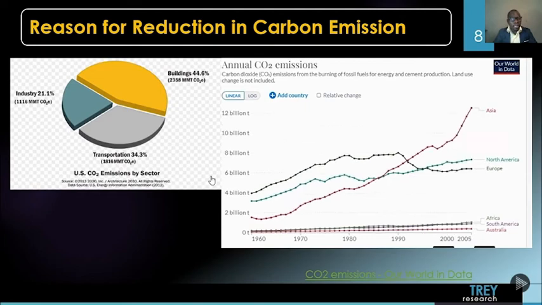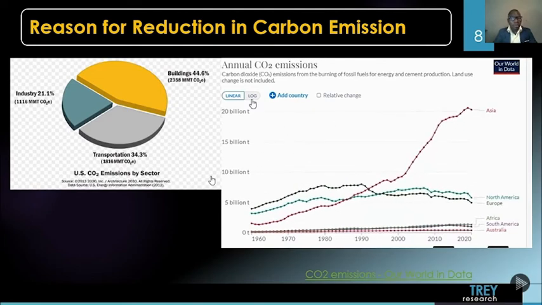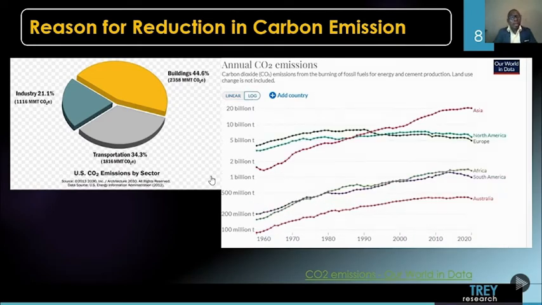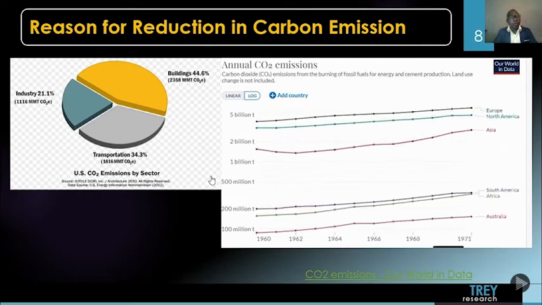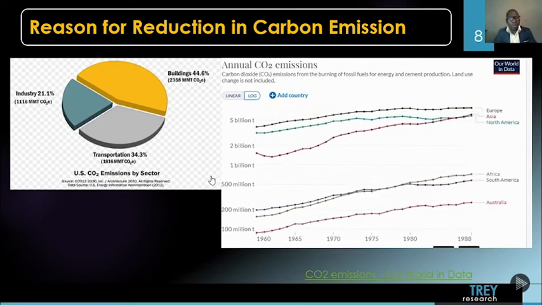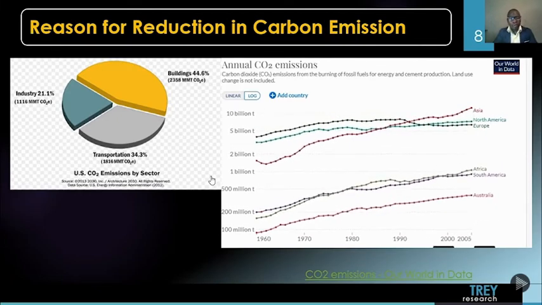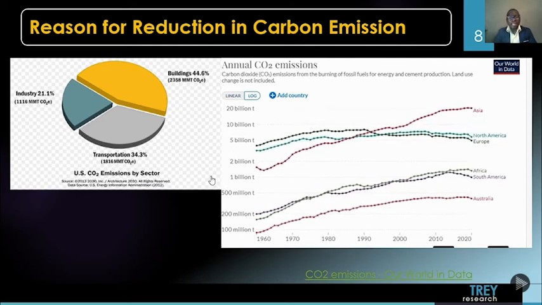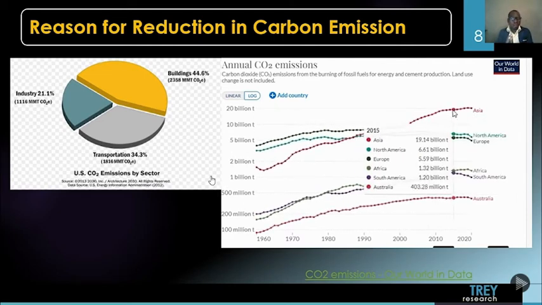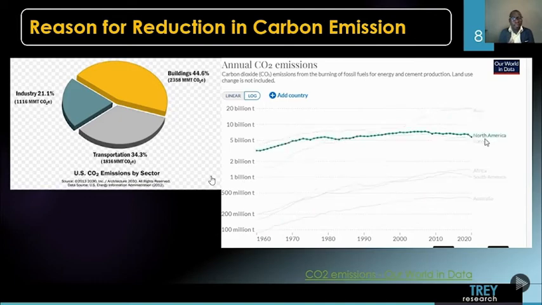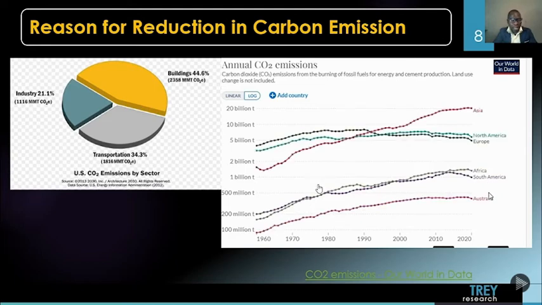Now, what is the reason for carbon emission reduction? According to US CO2 emission by sector, the study shows that buildings contribute 44.6% of CO2 emission. As we see from this diagram, we have different emissions from different parts of the world. Globally, we have Asia, Europe, South America, North America, and Africa. So how can we solve this global CO2 emission using the BIM-LCA approach?